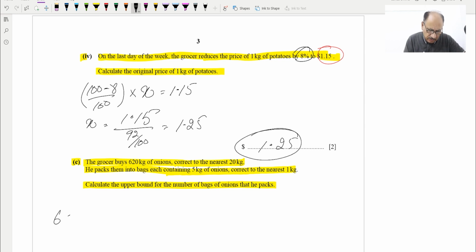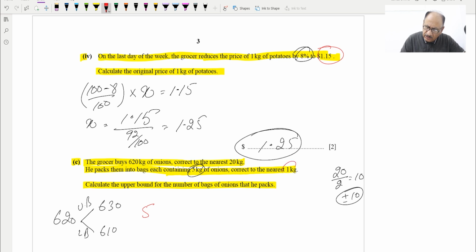So 620 is a rounded number, rounded to the nearest 20. Nearest 20 means we take half, which is 10. So we'll be taking plus or minus 10 for the lower and upper bounds. So it will be 630 or 610. This will be the upper bound and this one will be the lower bound. This is how we calculate lower bound and upper bound. And this 5 kg is also a rounded number: 5 kg to the nearest 1 kg, so half of 1 kg will be 0.5.